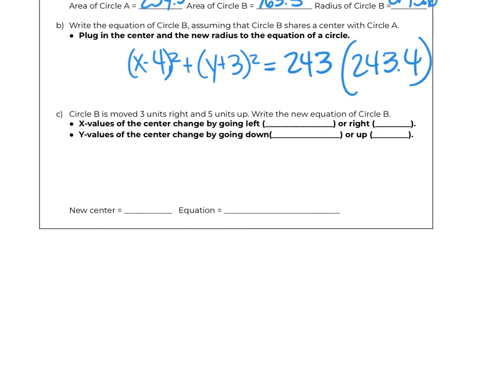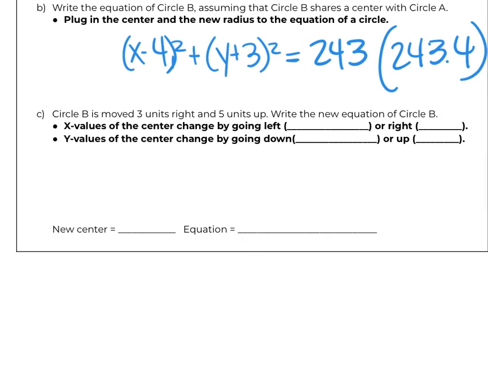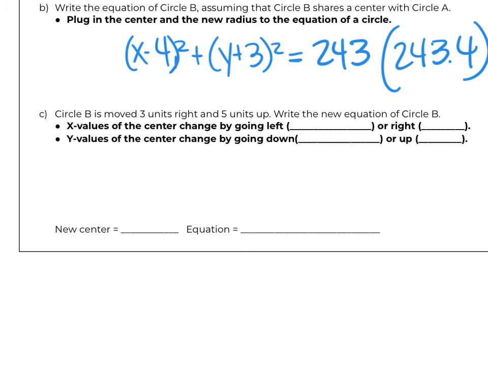Okay, last part here. This is a little bit of a throwback probably to algebra or to Unit 2, whichever. It says circle B is moved 3 units right. And let's write the center down. What was the center? 4, -3. Which of those is the x value? 4. Y is -3. Okay, so if it moves 3 units right, does that affect your x value?